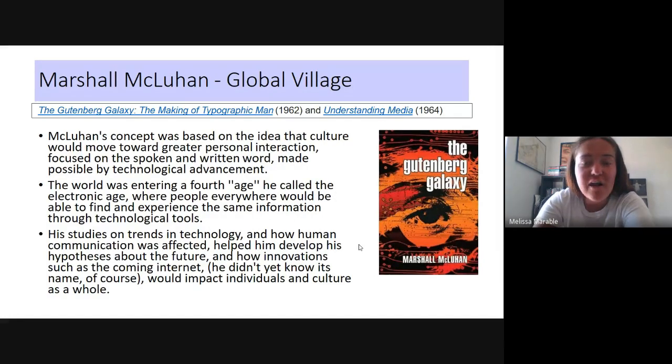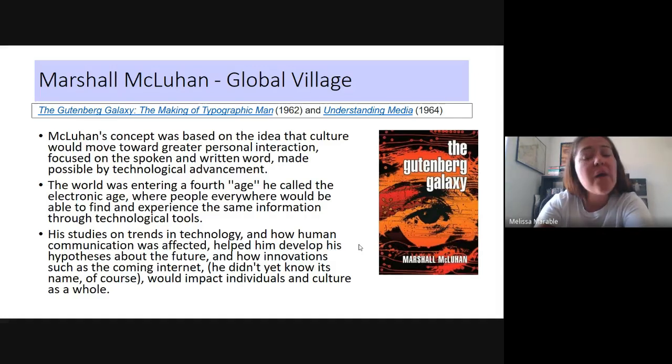So guys, let's crack on with Global Village. So McLuhan's concept is based on the idea that culture would move toward greater personal interaction, focused on the spoken and written word, made possible by technological advancement. Now, guys, he was writing in the 60s, internet, the 80s.